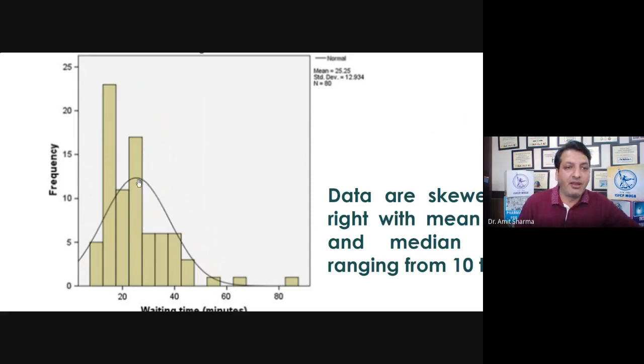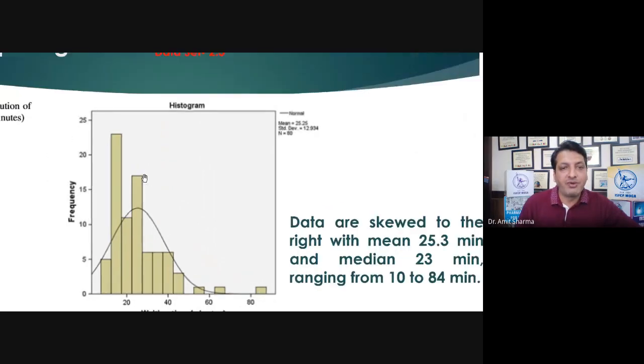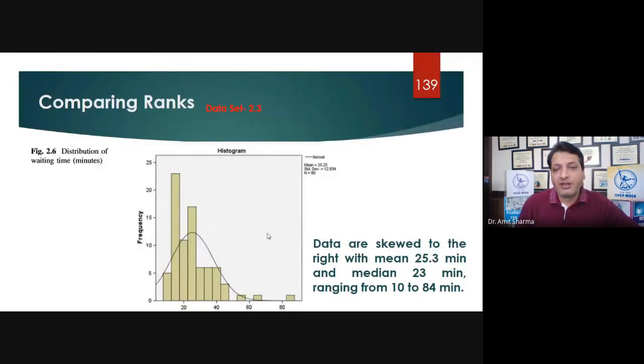But here for this example, we got higher cases at this side, and you can see how the graph is representing. So we can assume that it's not normally distributed. So we can choose the test called Mann-Whitney U.